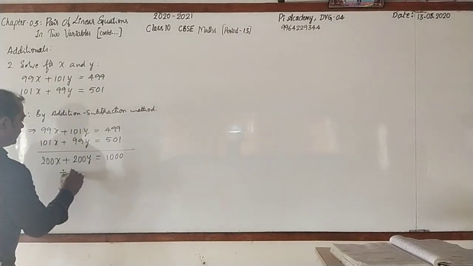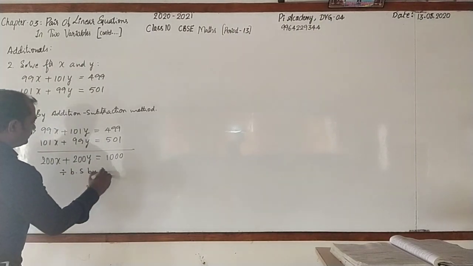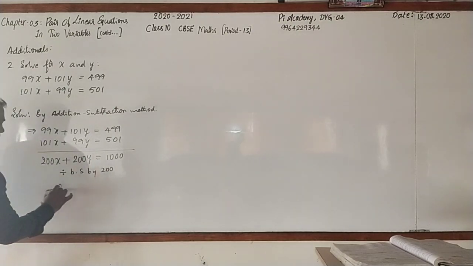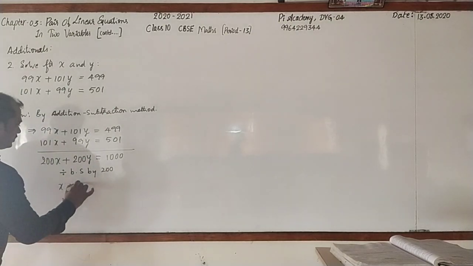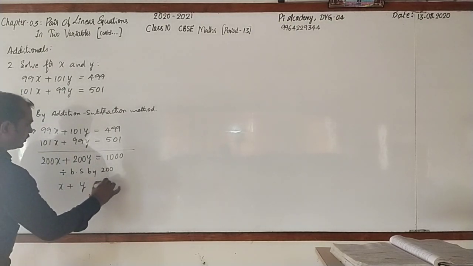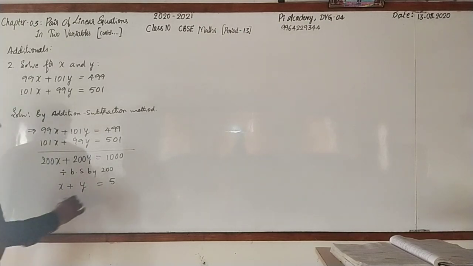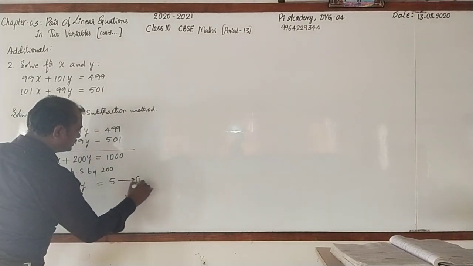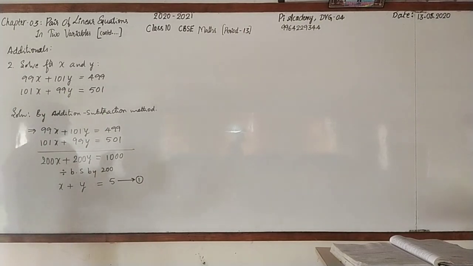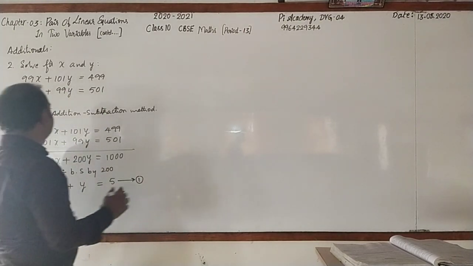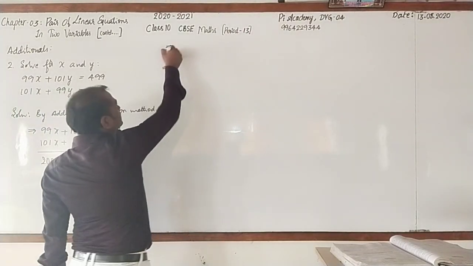Here all are multiples of 200, hence divide both sides by 200. It will be x plus y equal to 5. X plus y equals 5. You may call it equation 1. Got it? Next, we shall subtract them.